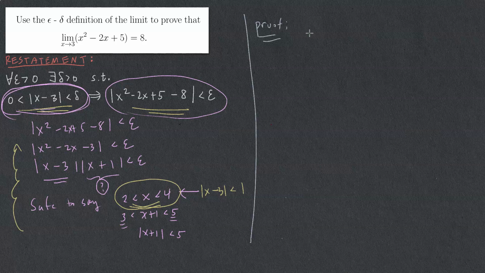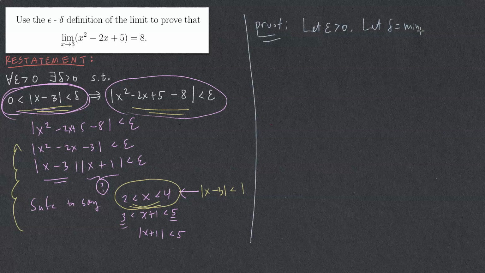Well, I have to show that for every epsilon greater than 0, there's a delta greater than 0. So I should start by saying let epsilon be greater than 0. That doesn't say much, but it kind of does. It establishes that epsilon is arbitrary. Now, based on that epsilon, let's also let delta be the thing that we realized it should be.